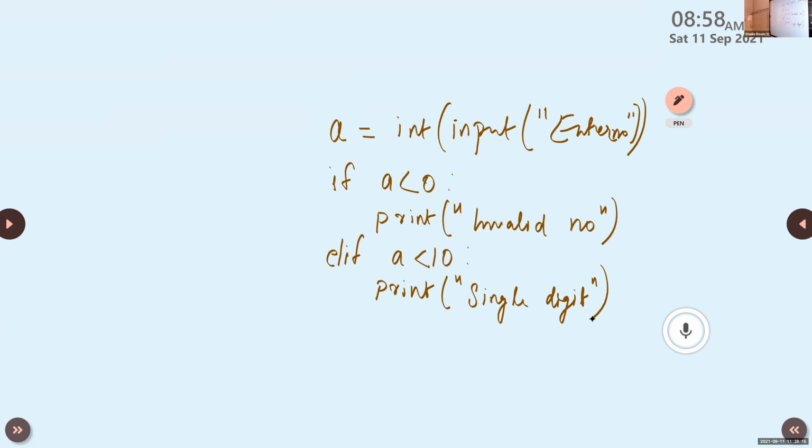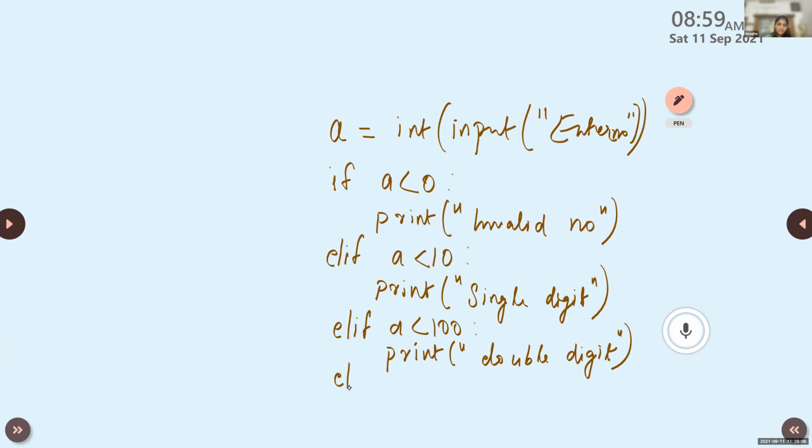Okay. Jeez, what is the next condition, Jeez? A is less than 100. Less than 100. Then? Print double digit. Print double digit. Good, Jeez. Okay. Then, what about the next one, Anaga? Ma'am, elif A less than 1000. A less than 1000. Then? Print, it is a three digit number.